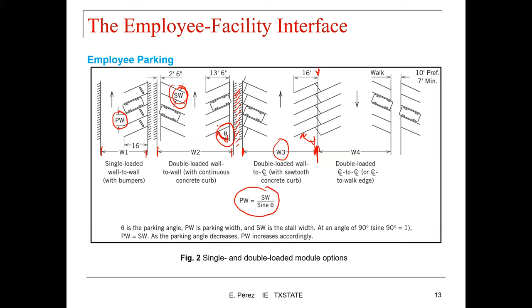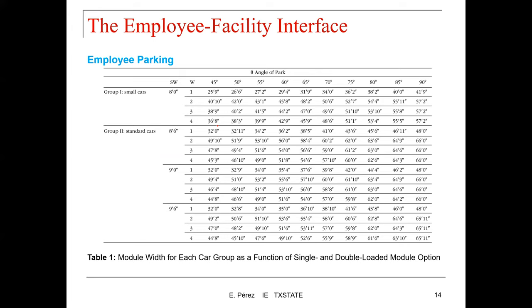There are tabulated tables already. So if you have this information, you will be able to gather the width for the parking spaces. So here we have the tabulated tables that present the module width for each car group as a function of single and double loader module options. So we have a table here tabulated by type of car. So group one are small cars, group two are standard cars. And we have the stall width, and we have the modules. So module one, module three, and four. And we also have the angle. So the angles are listed here at the top.